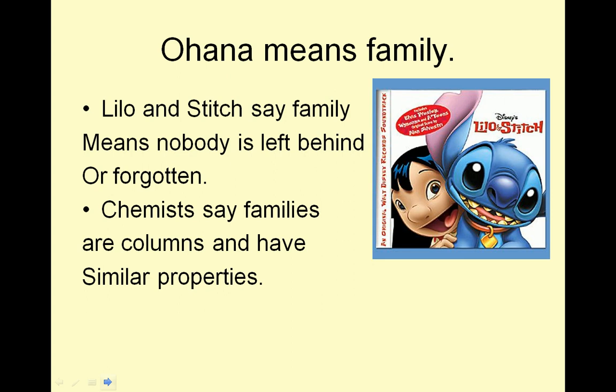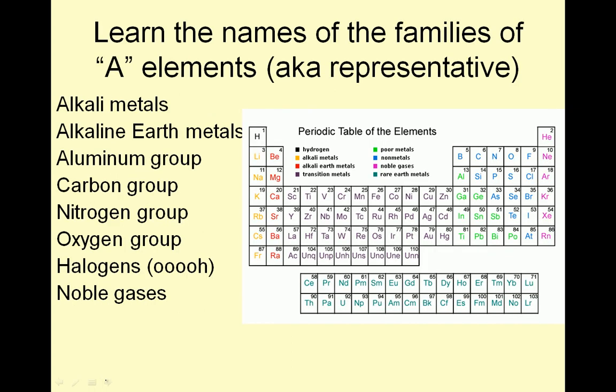Ohana means family. Lilo and Stitch say family means nobody is left behind or forgotten. Chemists say families are columns and have similar properties. So when I look here, lithium should be similar to sodium, similar to potassium, similar to rubidium, and different from boron and aluminum. In the same column means you're similar.